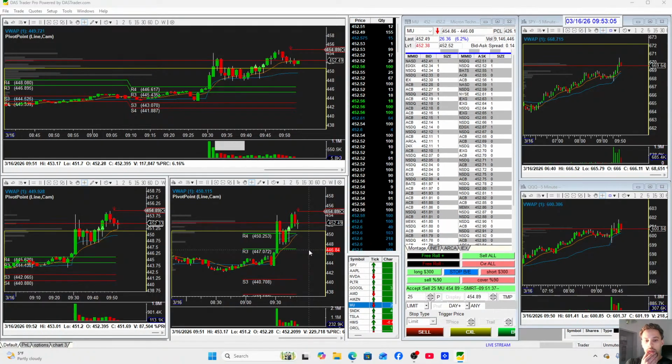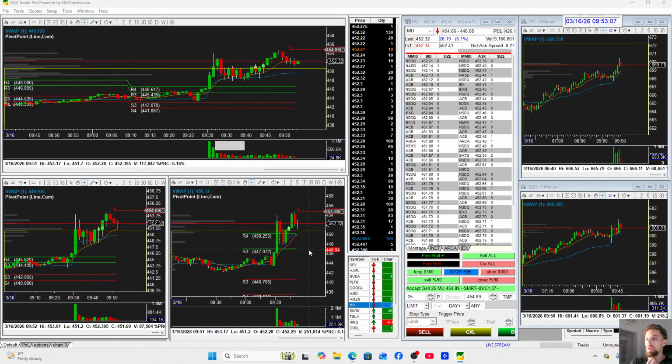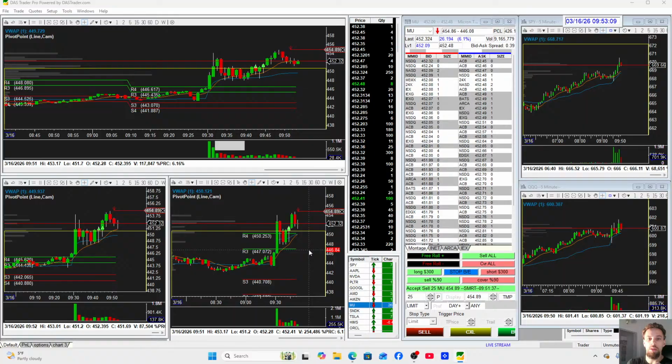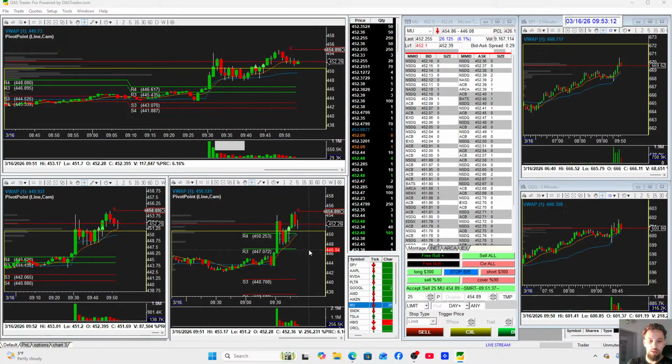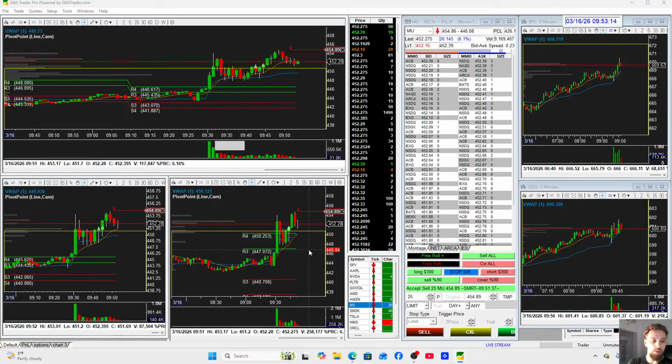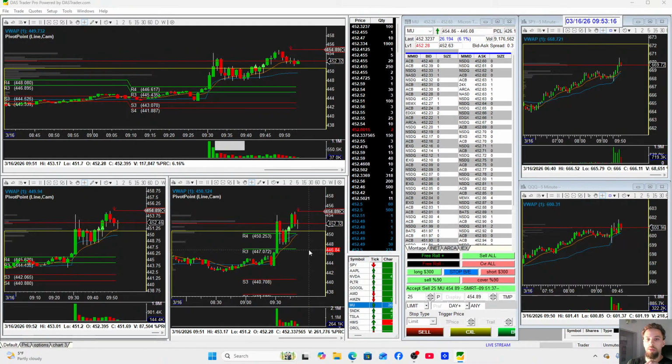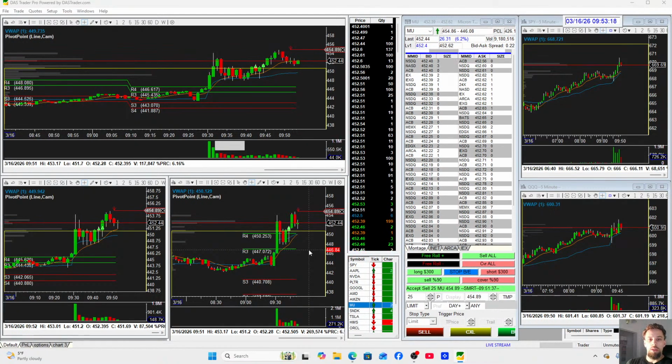Still bullish bias. I don't want to get out of this one yet. I feel like the trend is up right now. The trend is still moving up, so I just need to see buyers step in.